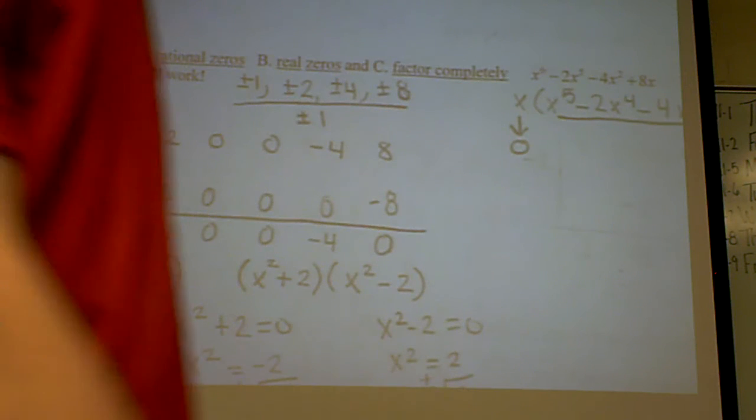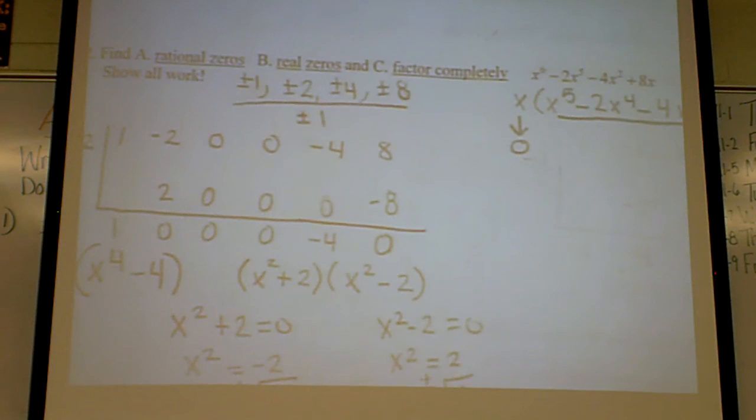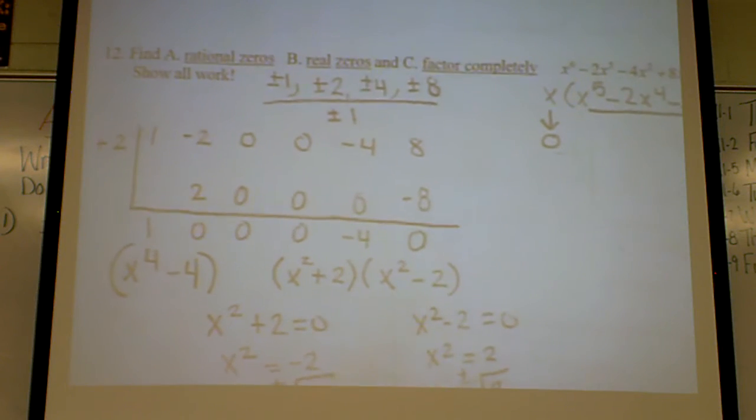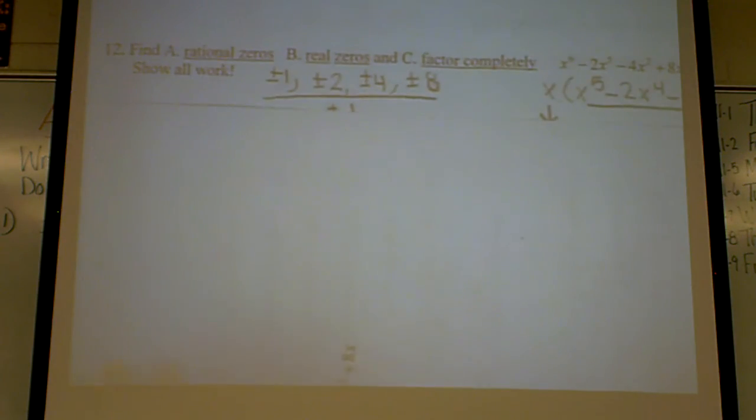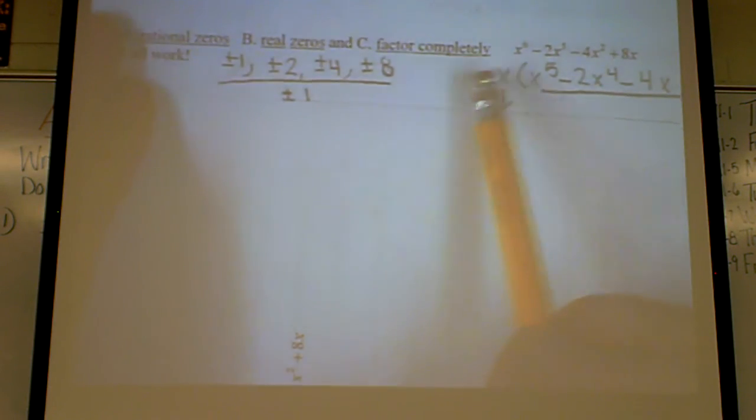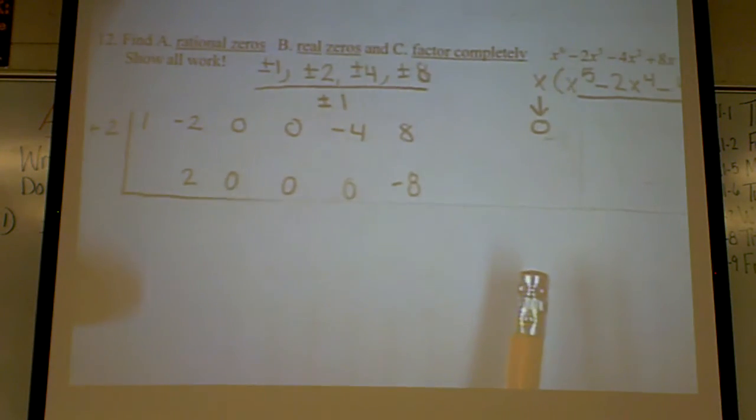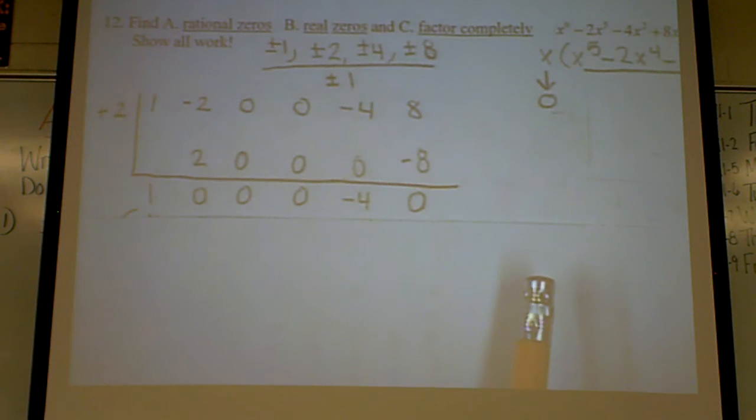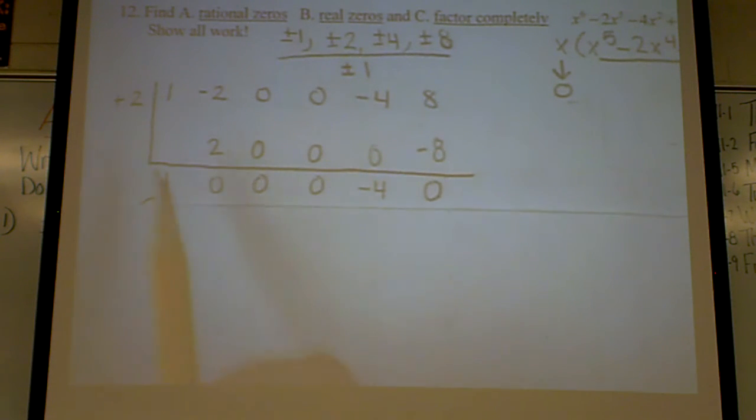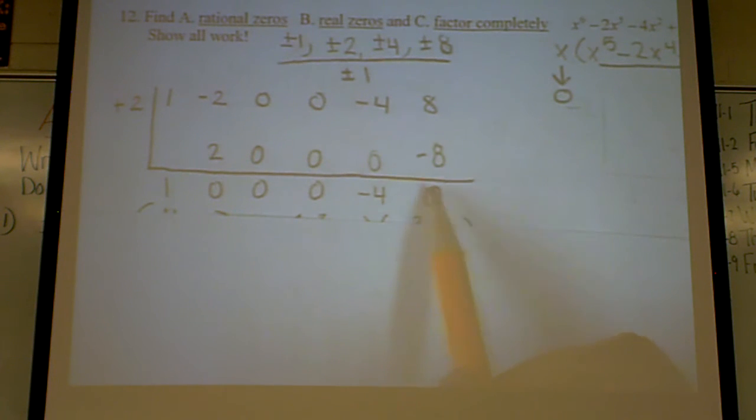Find all the rational zeros and real zeros. This one was worth 9 points. This was a big one. You guys need to make sure you understand how to do this. So all my multiples of 8 over my multiples of 1. When I test them, I'm using synthetic division. So 2 works. When you do that, you get 0 as your remainder.